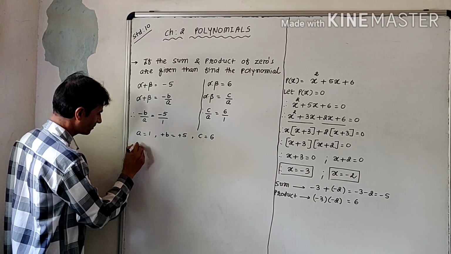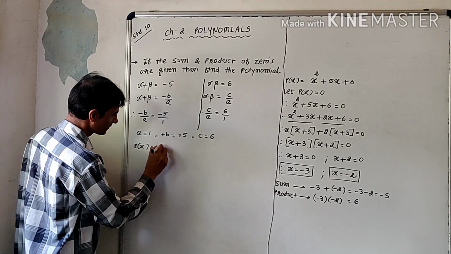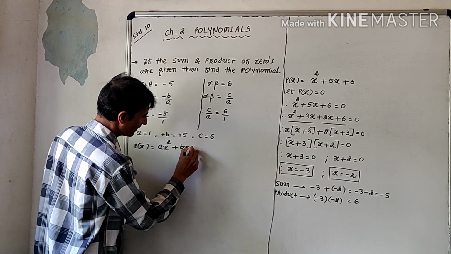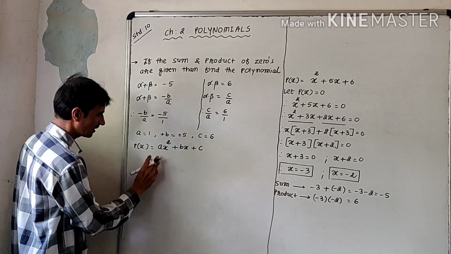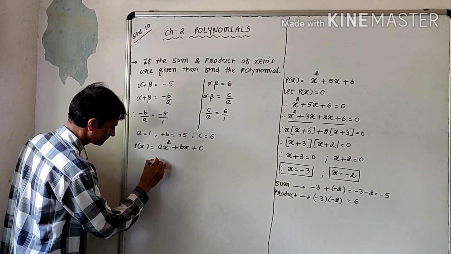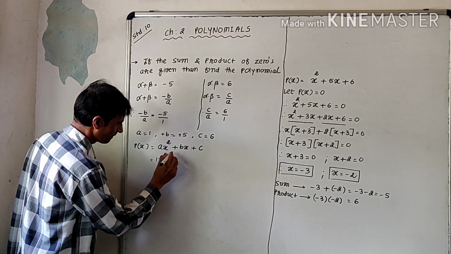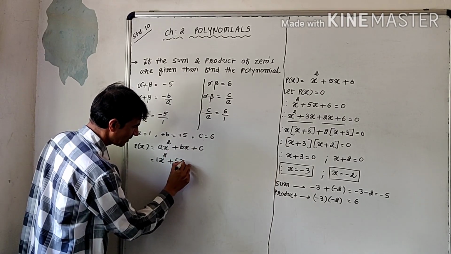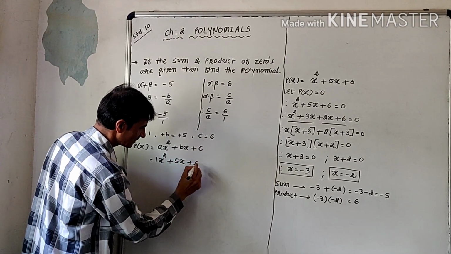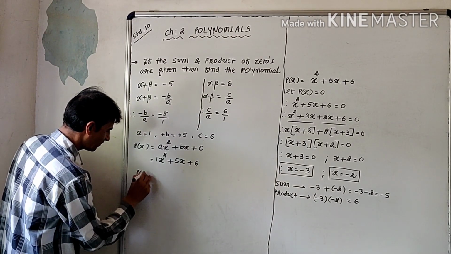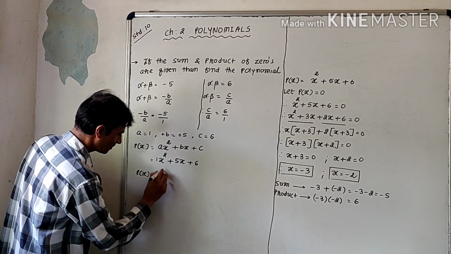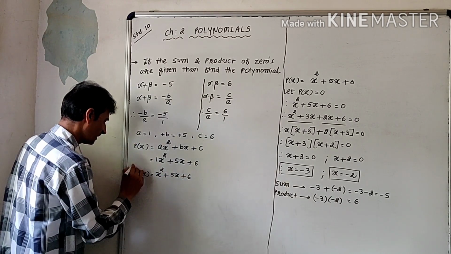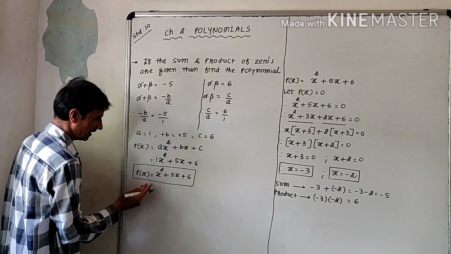Now I want to find out the polynomial, that means p of x is equal to ax square plus bx and plus c. Now you can write down instead of a 1, here x square no change at all, plus here we can write down 5x again no change at all, and now this is my 6. So finally we can write down the p of x is equal to x square plus 5x and plus 6. Now this is my actual polynomial.